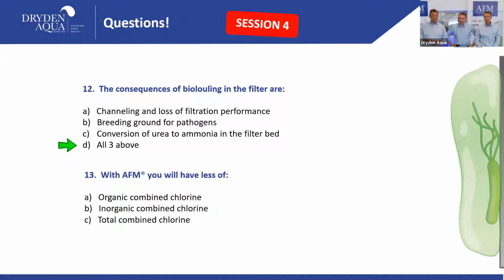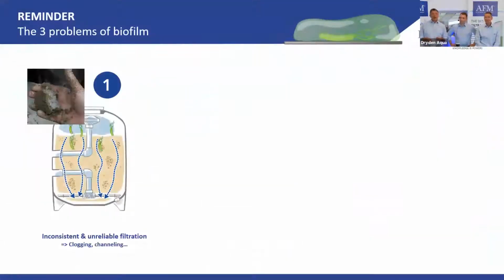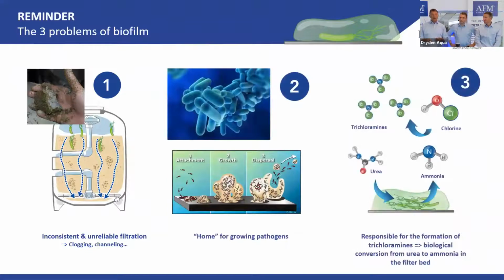And with AFM, you will have less of organic combined chlorine, inorganic combined chlorine, or total combined chlorine. That's a tricky one, actually. You have to think about it for a split second. It's B, inorganic. We have less of inorganic. Absolutely. Total combined is the same. Organic, we have more.